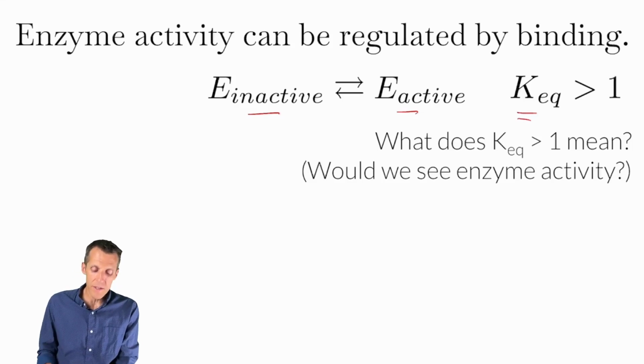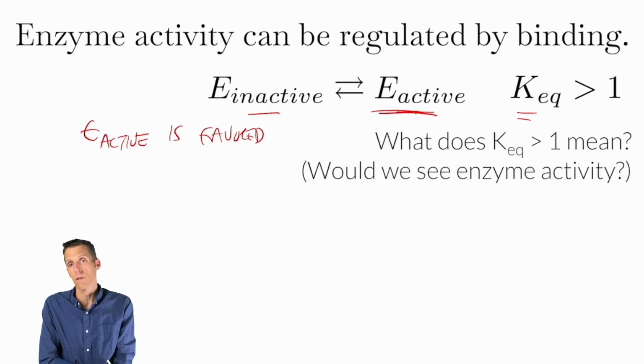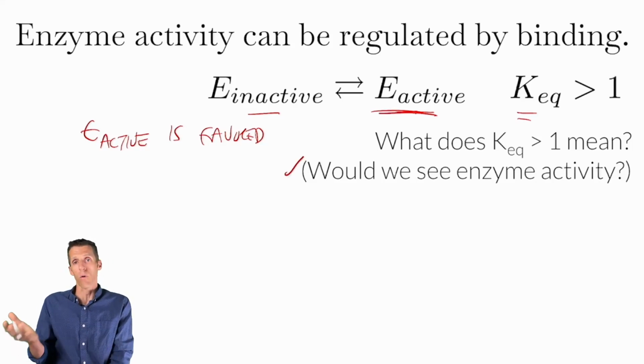All right, you had your chance to pause. The answer is that KEQ greater than 1 means that E active is favored, right? At equilibrium, we're going to get a higher concentration of active than inactive, which means that we, in fact, would see enzyme activity, because the active form of the enzyme is populated.